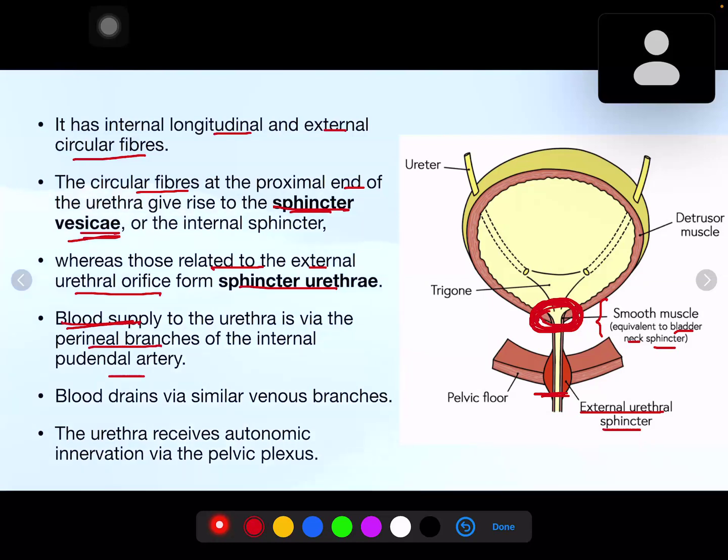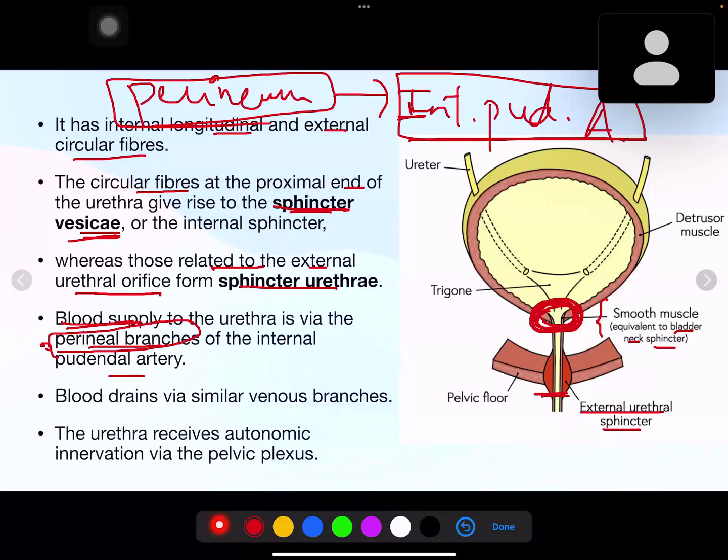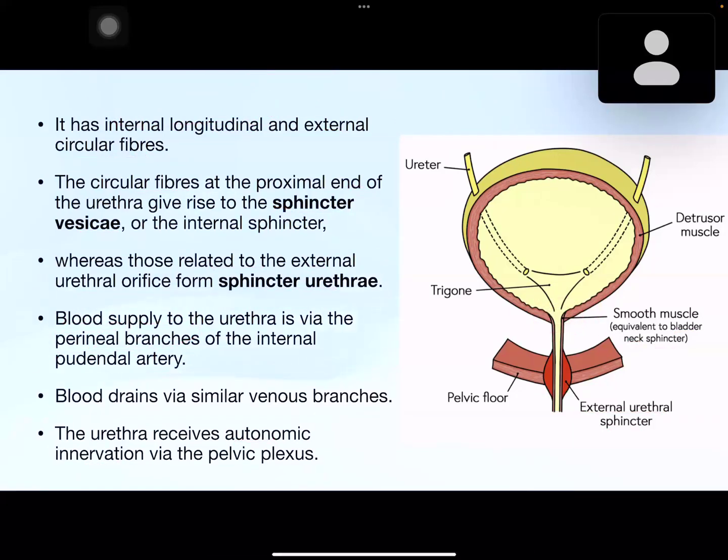You can say the internal pudendal perineal branches, because the urethra is a part of the perineum, supplied by the internal pudendal artery. You can remember this: there are a few branches of the pudendal artery, and the perineal branch is also a branch of the internal pudendal artery. So the urethra, you can remember like this: it is located in the perineum, so it will be supplied by the internal pudendal artery. Now again, blood drains via similar venous branches like the internal pudendal vein, and then the autonomic innervation is via the pelvic plexus. Plexuses they usually do not ask in exam.